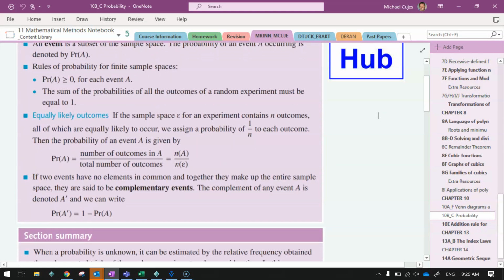The rules of probability for finite sample spaces. The probability of an event is greater than or equal to 0. We can't have negative probabilities, can we? Would there be an upper limit on that probability? I would think so. 1, yeah, they didn't talk about that, did they? They should have said that as well. The probability of any outcome must be less than or equal to 1. And the sum of the probabilities of all the possible outcomes is equal to 1.